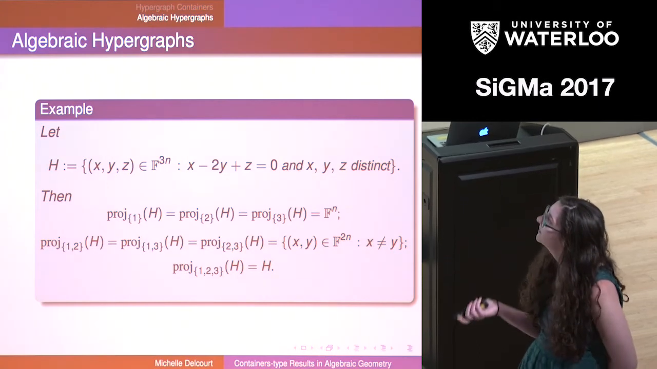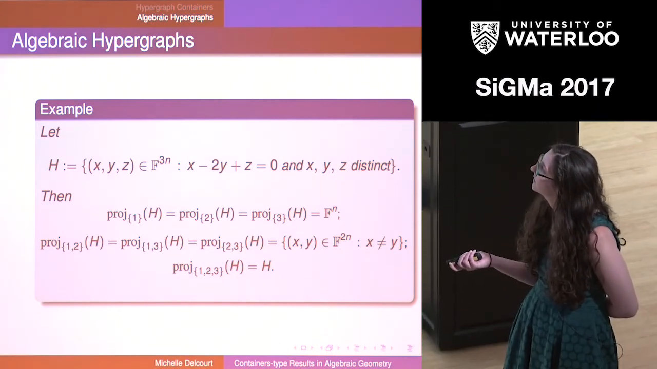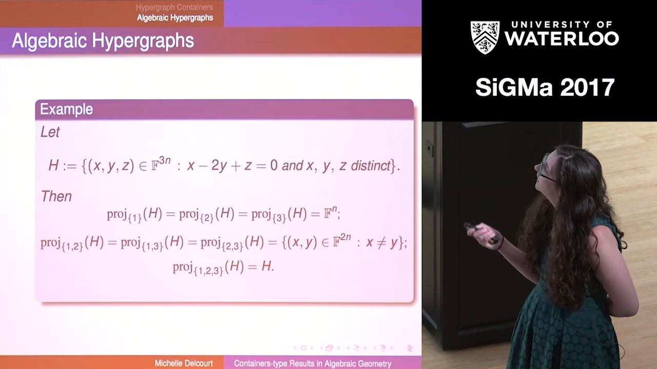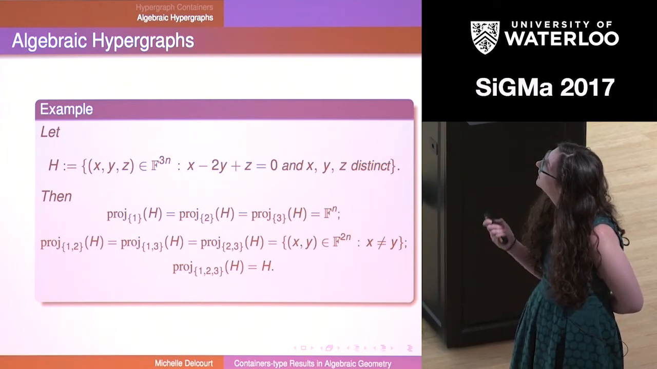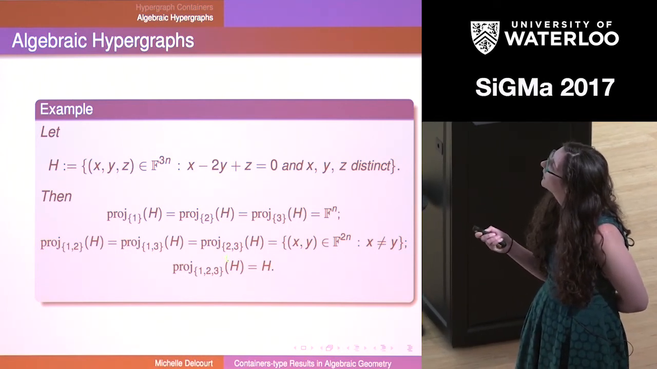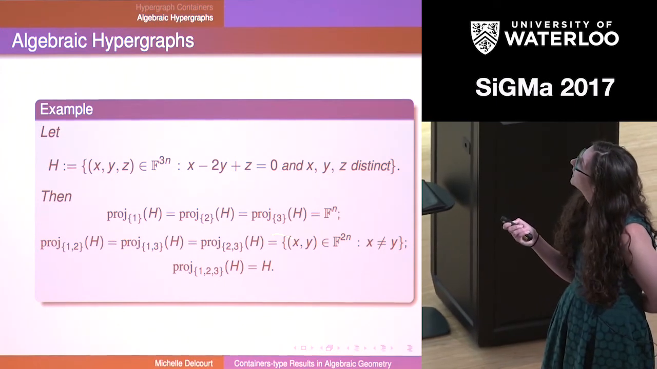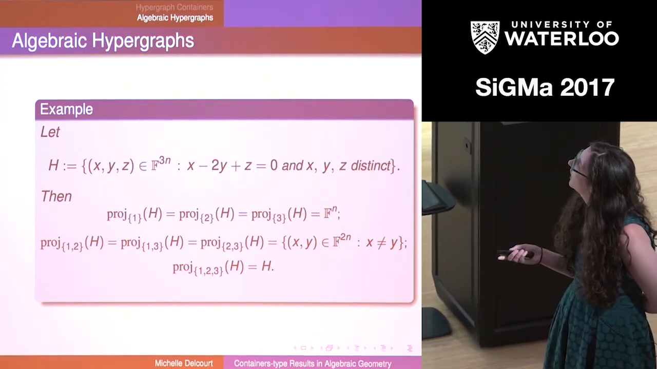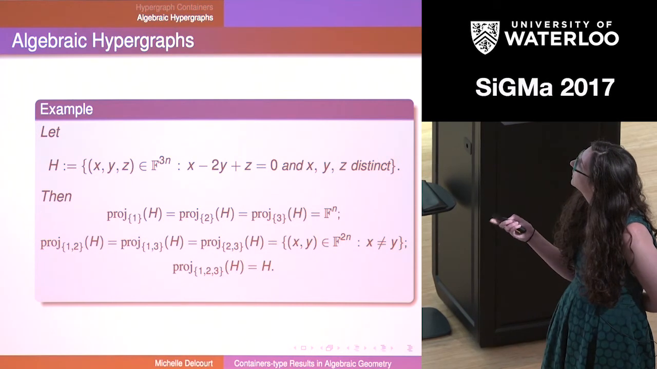So let's go back to our example and calculate some of these projections. So here we just get F^n. Here we get the whole thing. And here we get x not equal to y, the tuples.